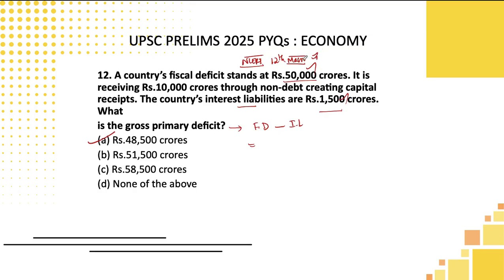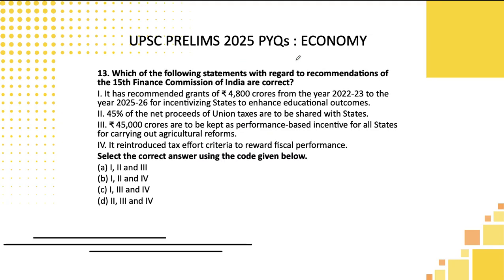Almost 3 questions were picked from a single chapter, students, in last year. So go and read and revise this chapter in an effective manner and try to understand the importance of NCERTs for UPSC preliminary examination. Okay, let's now move to the next one. Which one of the following statements with regard to recommendations of 15th Finance Commission is correct? So it recommended grants of 4,800 crore for incentivizing states to enhance educational outcomes. Okay, we are not sure about it. Let's move to the next one.